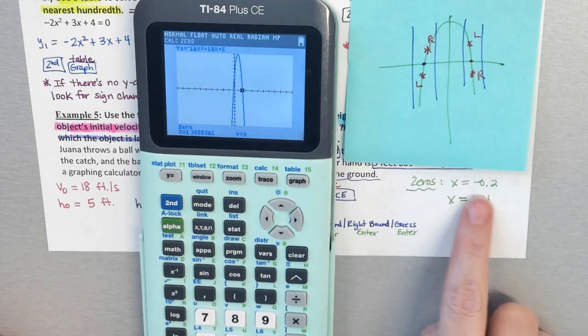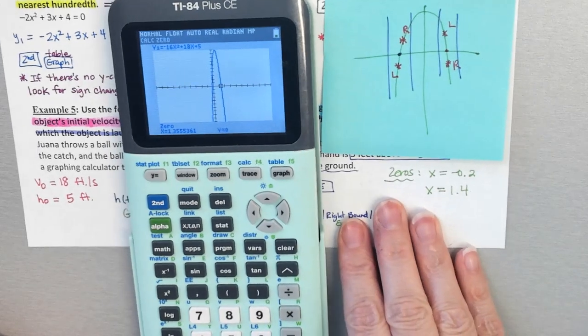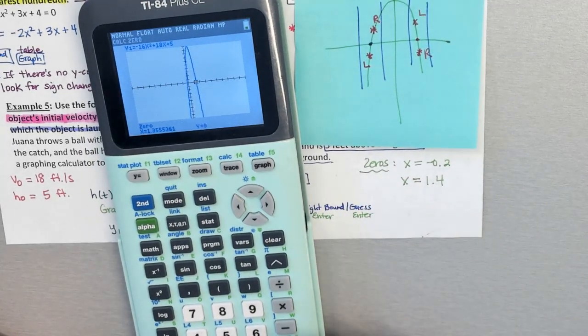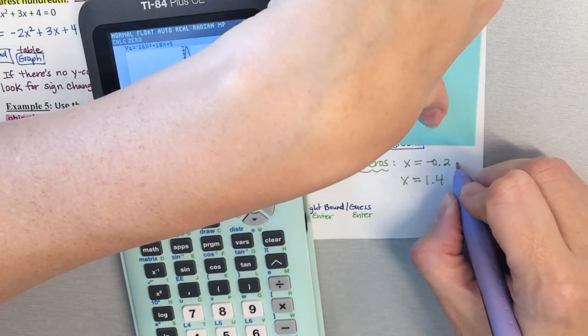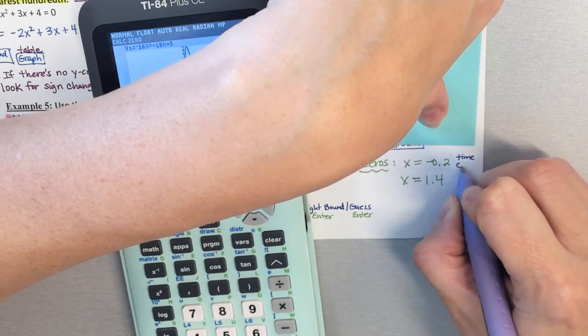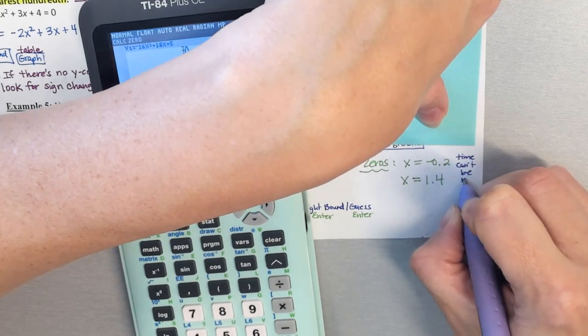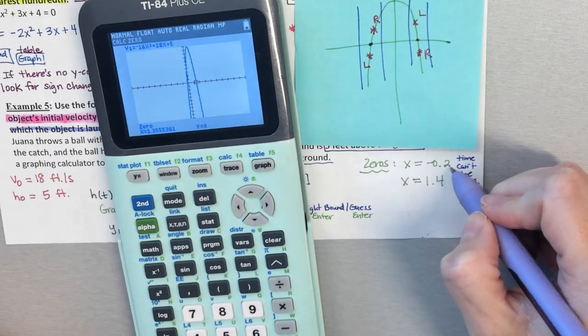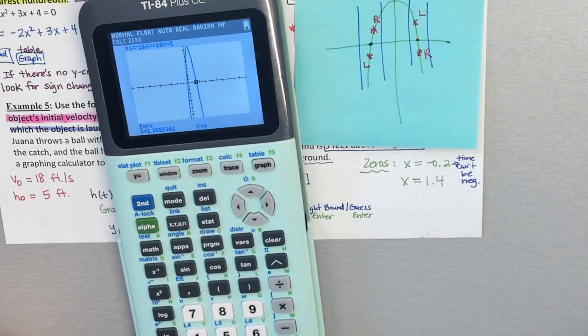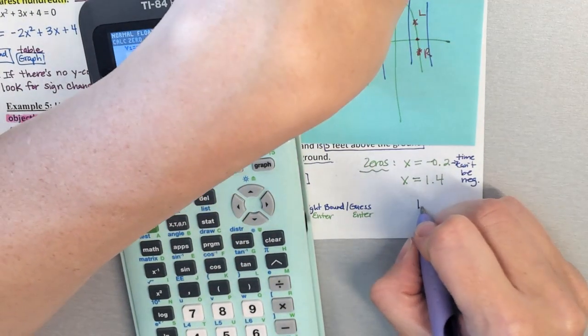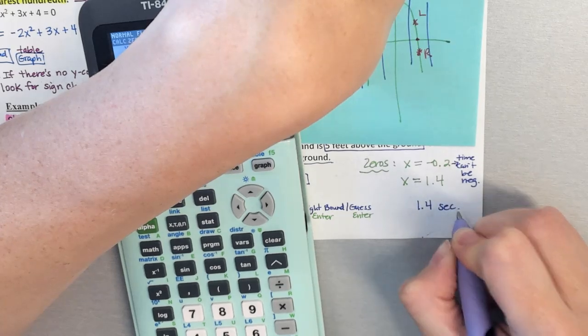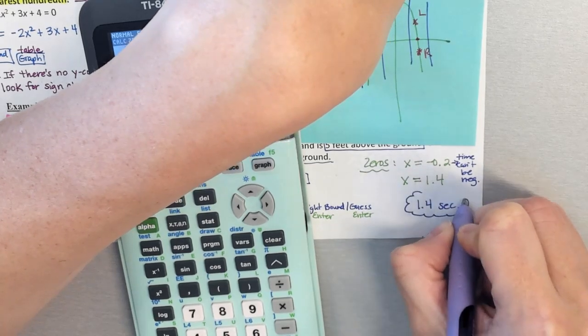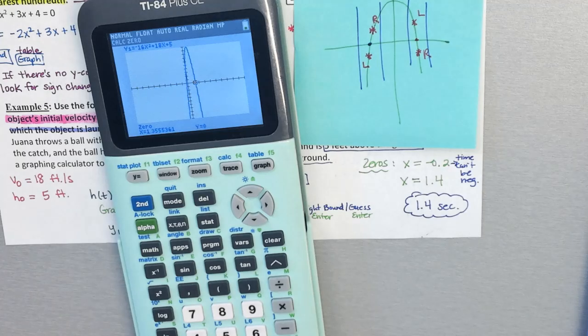Now, because this is a real story problem, we have to reject one of these answers. Which one can we reject? The negative. So time can't be negative. Okay, so when you're doing this on your own, it's okay if you don't find that one, if you just find the positive, and then your answer is just going to be 1.4 seconds, because it says how long, so you have to include your unit with that. You're going to have the 1.4 seconds.